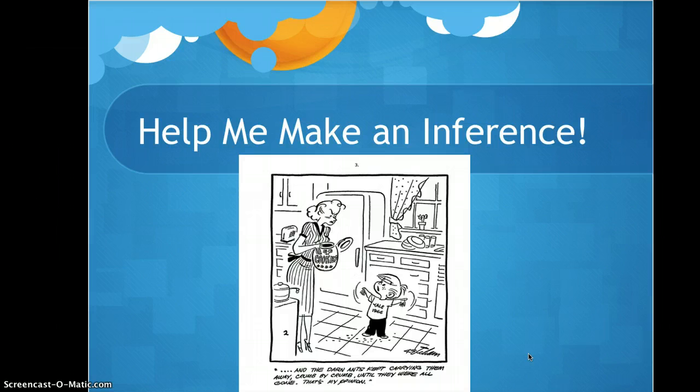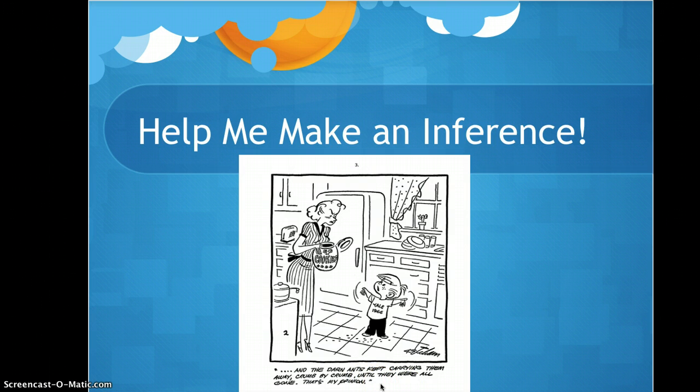So let's make an inference on this picture. So I'm already looking at the picture. This says Yale 1996. It's a window, a refrigerator, a toaster, and there's cookies and mom. I'm inferring that this is mom because here's a child and it looks like crumbs on the floor. I'm inferring that these crumbs are from these cookies. Without even reading the text, I think someone looks guilty. And the darn ants kept carrying them away crumb by crumb until they were all gone.